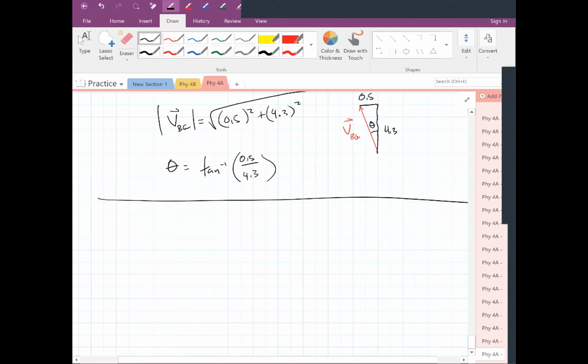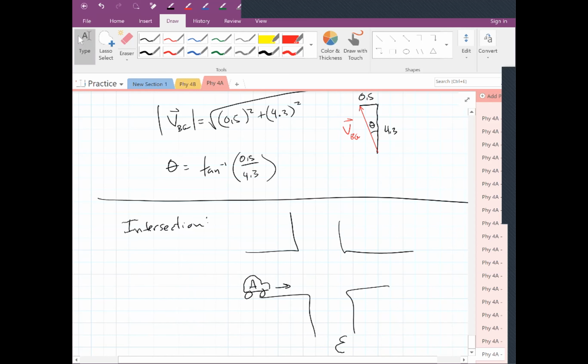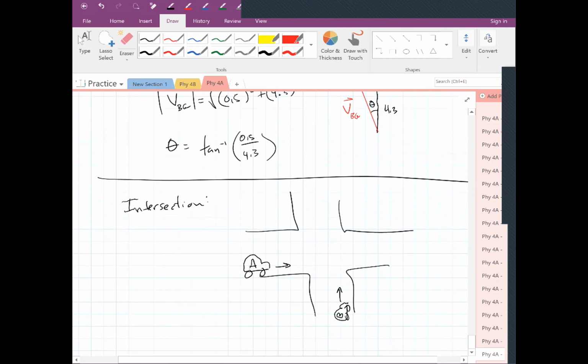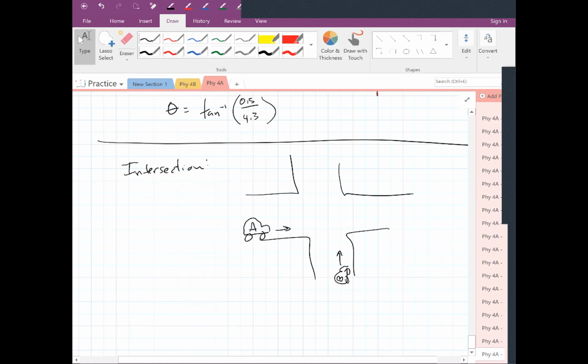Two cars approach an intersection. So we've got car A coming this way, and car B coming this way. Okay, that's as good as it gets. Those are cars, not turtles.